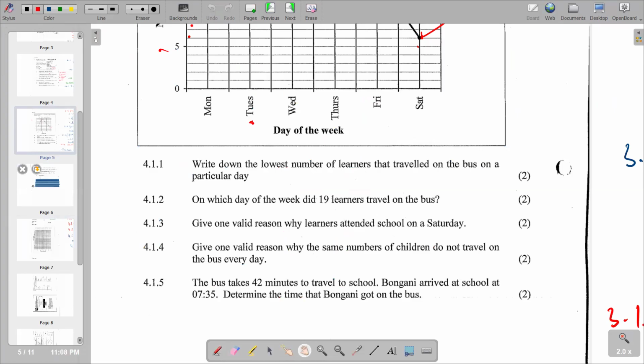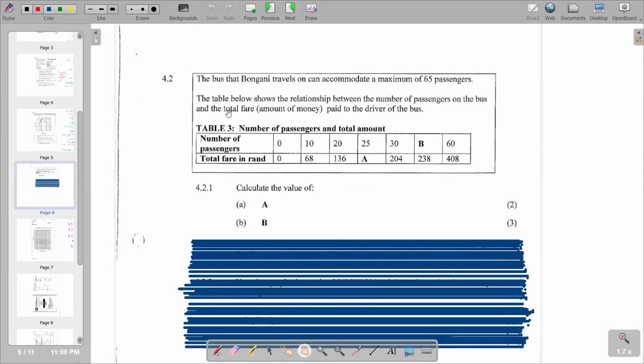We go to the next part of our question, which is 4.2. The bus that Morgan travels on can accommodate a maximum of 65 passengers. The table below shows the relationship between the number of passengers on the bus and the total fare amount of money paid to the driver of the bus. We are given Table 3, number of passengers and total amount. Then calculate the value of A. A is the total fare for 25 passengers.